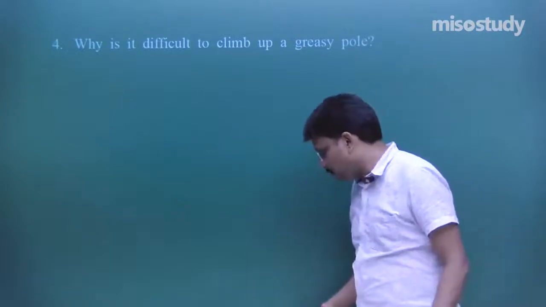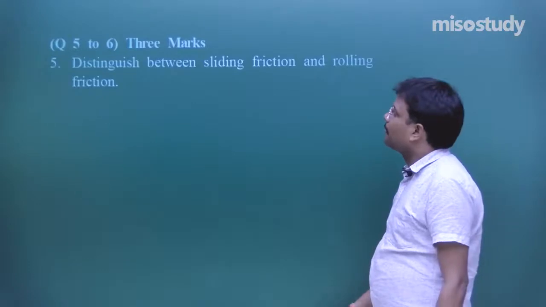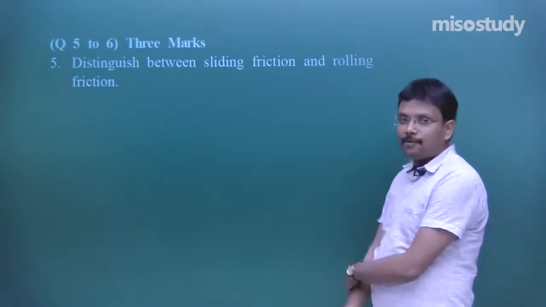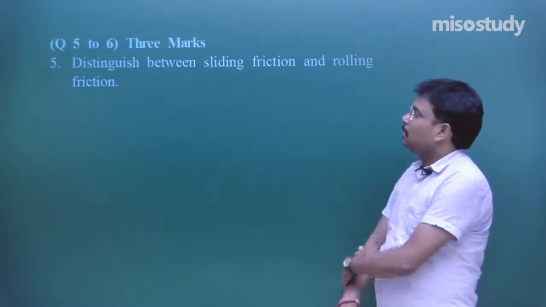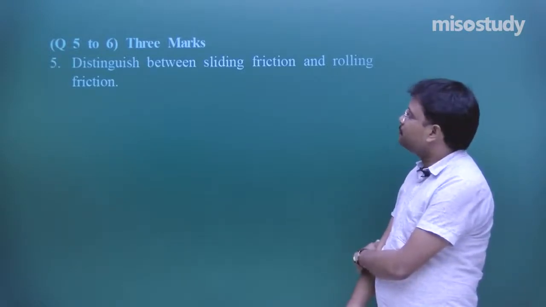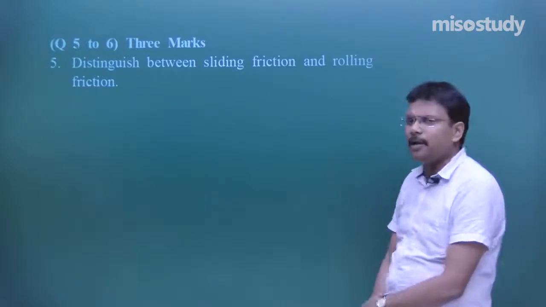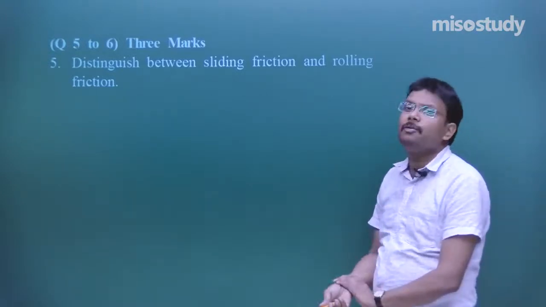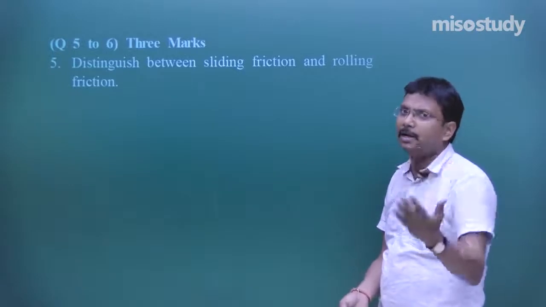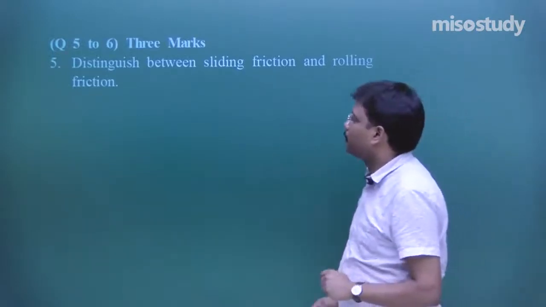Okay. Then comes question number 5. Fine. Now it is for 3 marks. Distinguish between sliding friction and rolling friction. How can you write down the answer? Because it is for 3 marks, definitely you will have to write at least 3 to 4 lines for this question's answer.